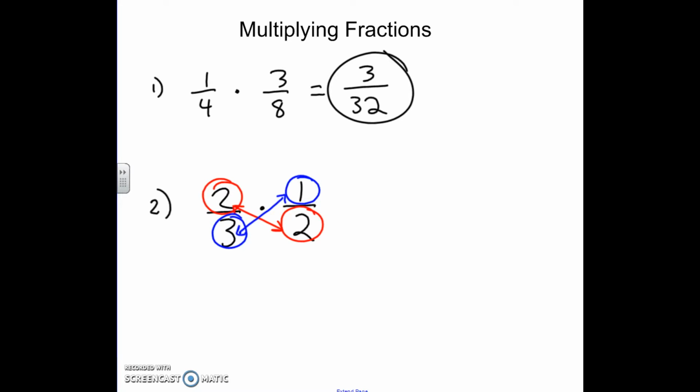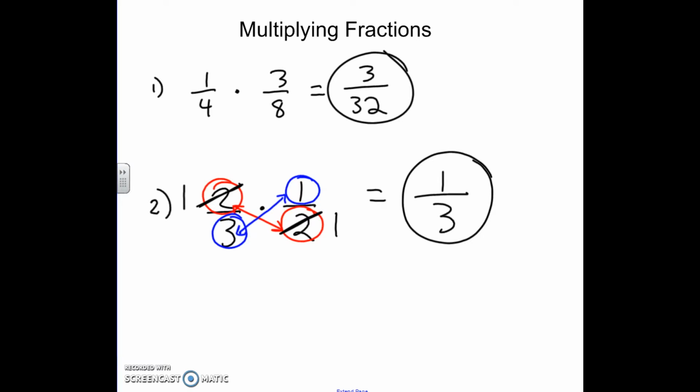So what we do is, since the 2's can go into each other, we reduce them. We cross cancel. We think 2 goes into 2, so we cancel out the 2 and replace it with 1 because we just divided 2 into it. And we can cancel out this 2 and divide by 2 and get 1. So what we have now is 1 over 3 times 1 over 1. When we multiply, the numerators are now 1 times 1 gives us 1, and 3 times 1 gives us 3. So my answer would be 1 over 3.